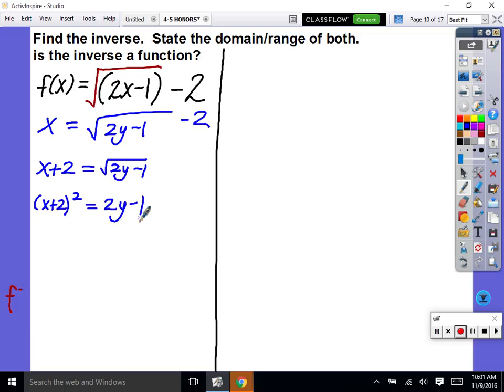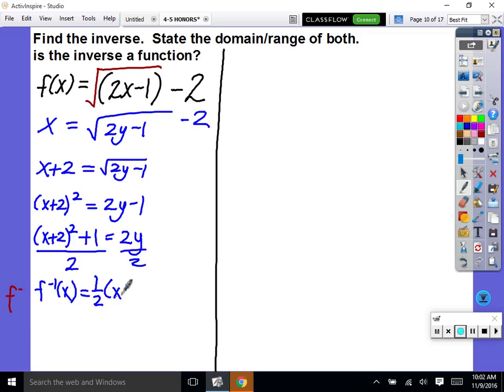Understand? On an inverse, I don't expect you to multiply that out and put it in standard form. It's not wrong if you did, but you would not be expected to do that. Add 1. So we have (x plus 2) squared plus 1. In fact, this is even prettier because then it's in shifted form, really. Equals 2y. So then we would divide by 2, correct? So I like what I'm seeing here. We technically have f inverse of x. Let's write it all pretty style. That's 1/2 times (x plus 2) squared plus a half.